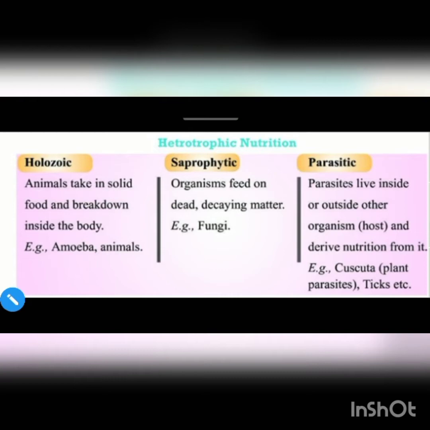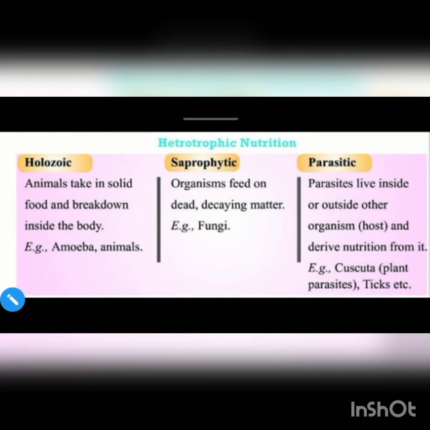Holozoic. This is the type of nutrition which takes place in animals, human beings, and some unicellular organisms like Amoeba and Paramecium. In Holozoic mode of nutrition, the food is taken in, and digestion takes place inside the body. After digestion, the simpler substances are assimilated in the body and waste material is thrown outside. This is Holozoic mode of nutrition taking place in animals and amoeba.